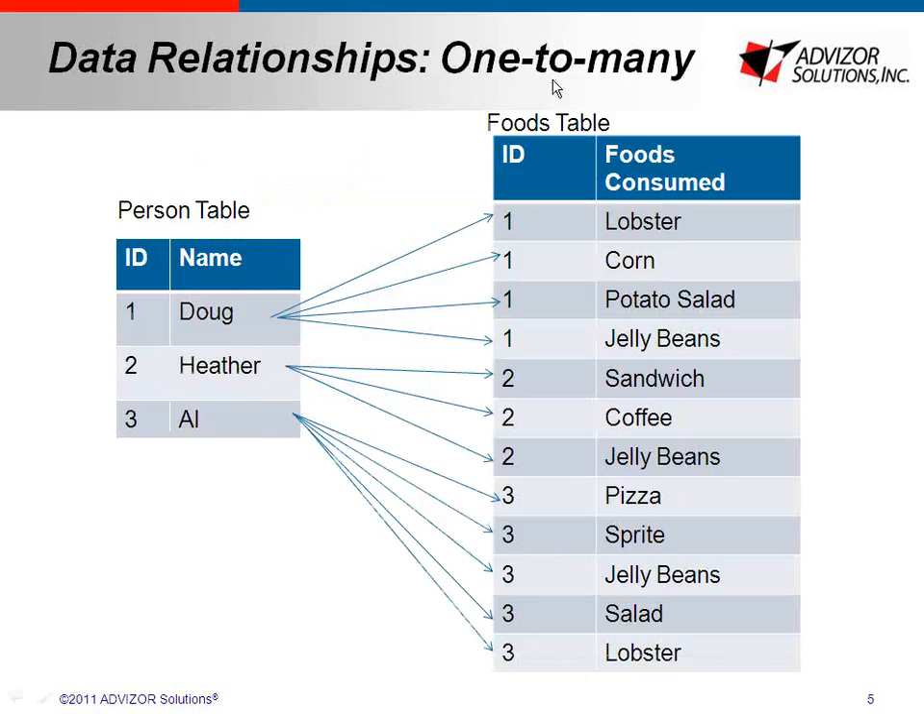The second data relationship is what we consider to be a one-to-many. So here we have the same person table we just talked about, and then we also have this foods table. And you'll notice that the foods table is much bigger in terms of rows as compared to the person table. So I can see that in the foods table there are 2 columns, an ID column and a foods column. And it looks like Doug has consumed 4 foods today. Lobster, which may be more wishful thinking than fact, corn, potato salad, and jelly beans. So, his ID is listed next to these 4 foods. I have consumed sandwich, coffee, and jelly beans. And it looks like Al has consumed pizza, Sprite, jelly beans, salad, and lobster.